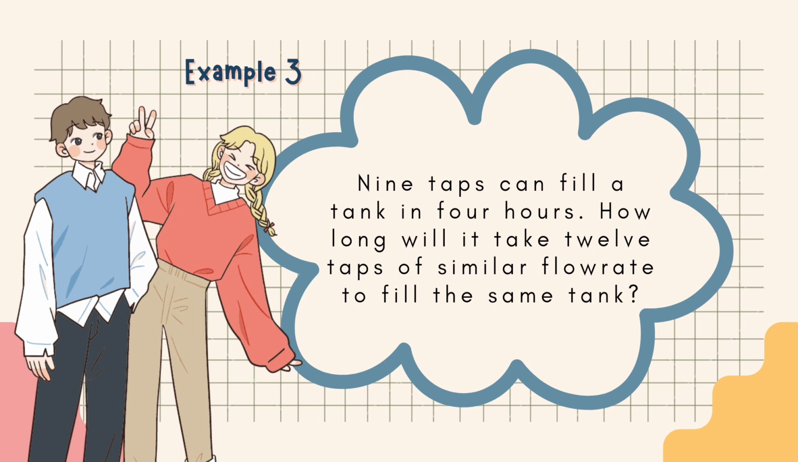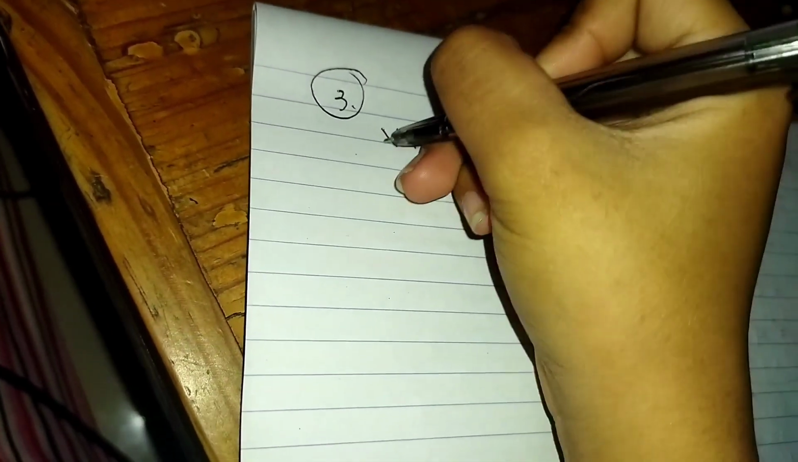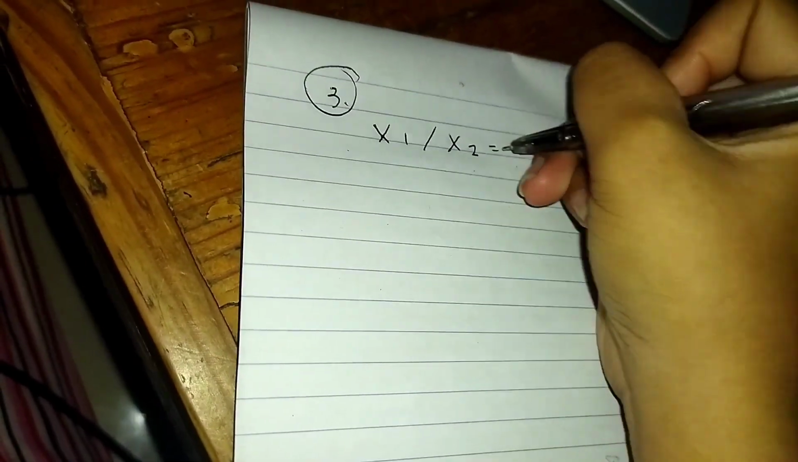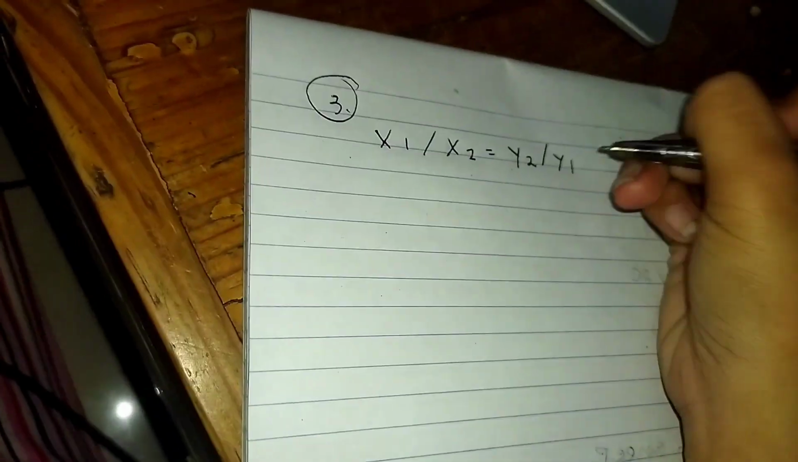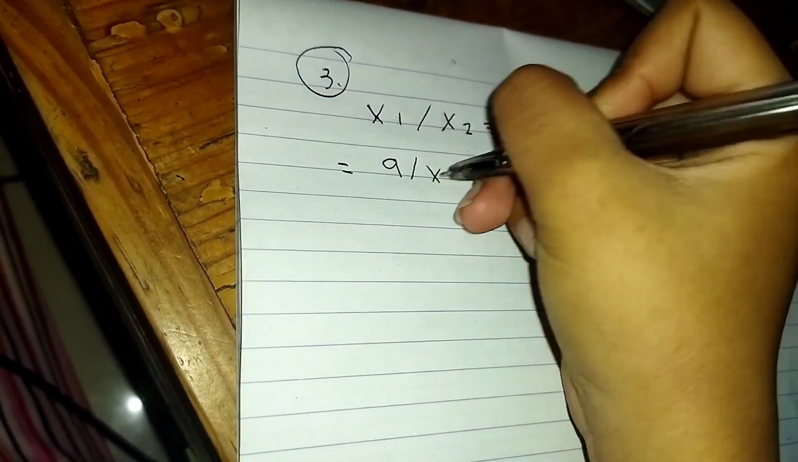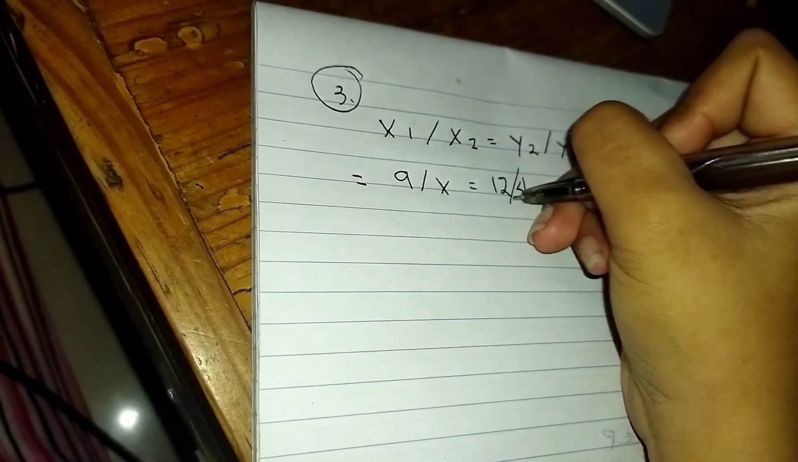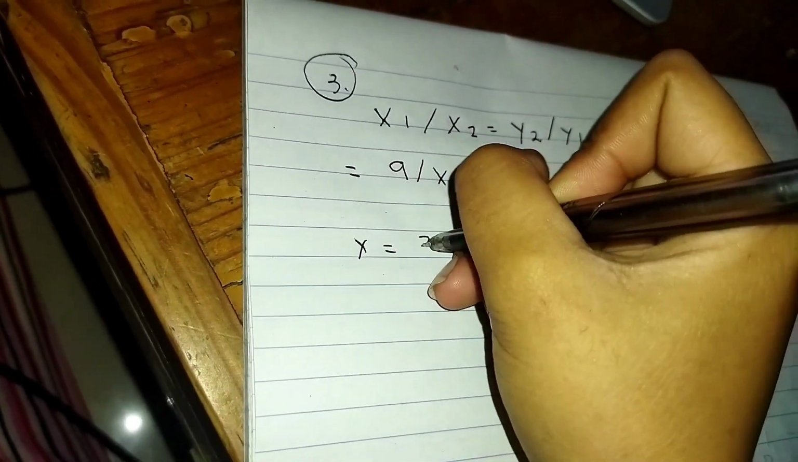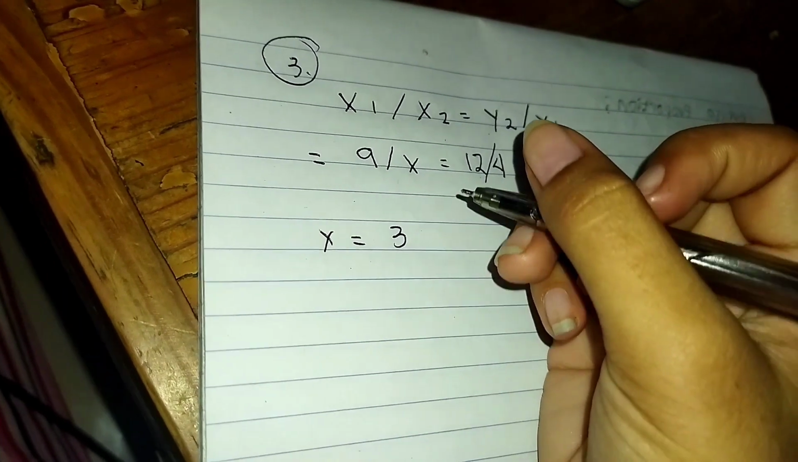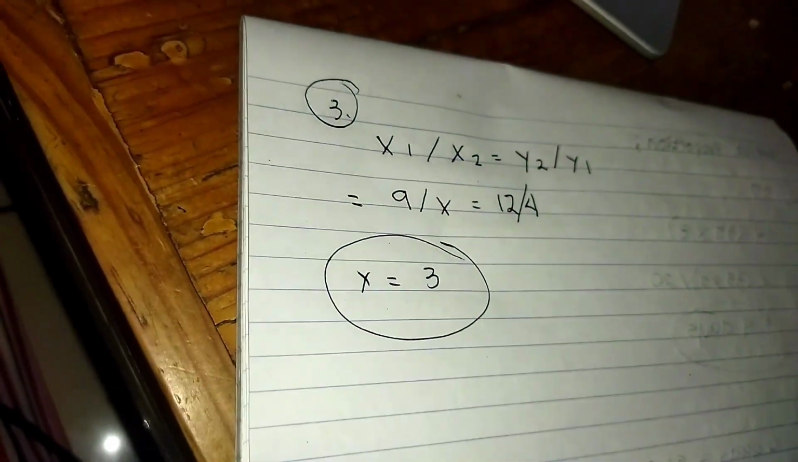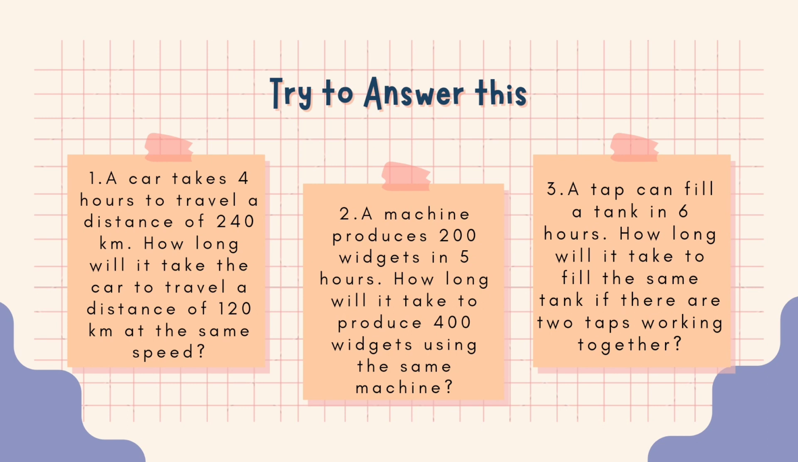And for the last example, example number 3, 9 taps can fill a tank in 4 hours. How long will it take 12 taps of similar flow rate to fill the same tank? Let the ratio x sub 1 divided by x sub 2 is equal to y sub 2 divided by y sub 1. So 9 times 4 is equal to 12 times y. The answer will be 3. Therefore, 12 taps will take 3 hours to fill the tank. Now I give you a while to answer these 3 problems.